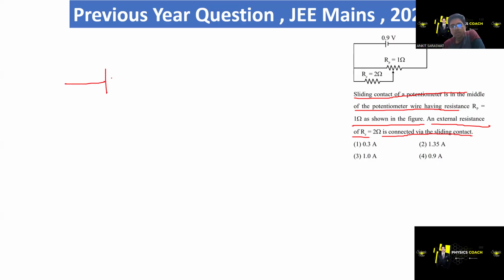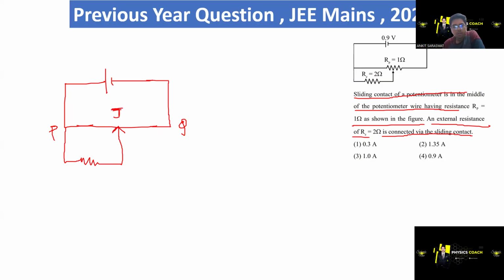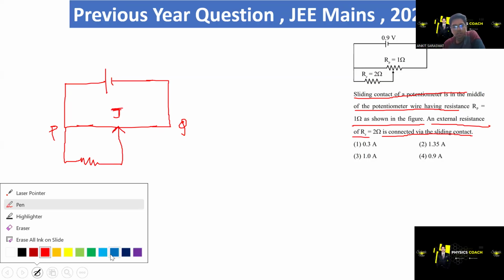So the diagram is given simply. You will draw the sliding contact. I think you are familiar. This entire length of this potentiometer wire gives this P, this is Q. And we have connected an external resistance which is connected by the sliding contact, with the help of the jockey, you can say.